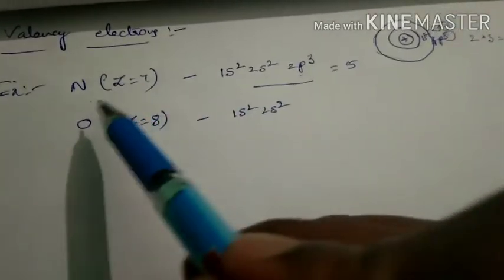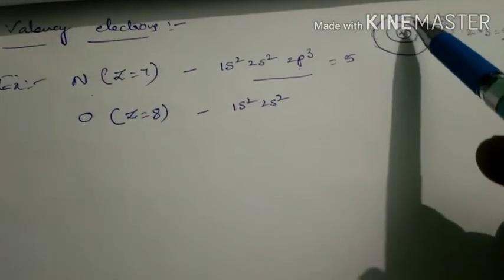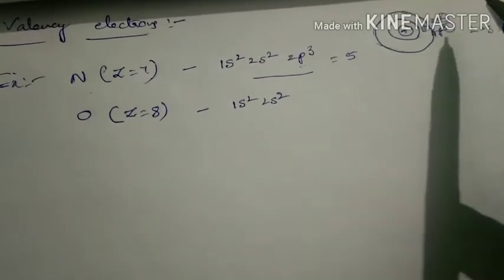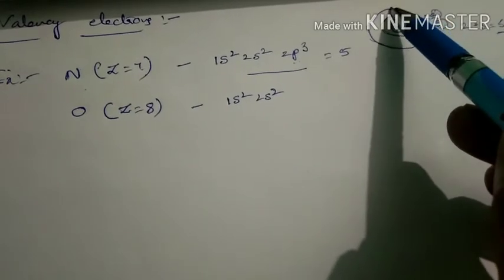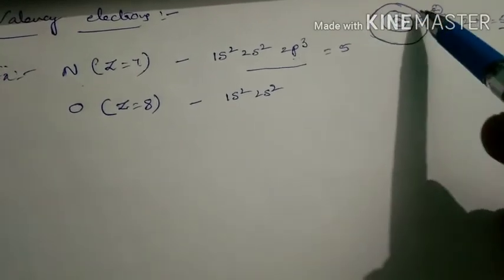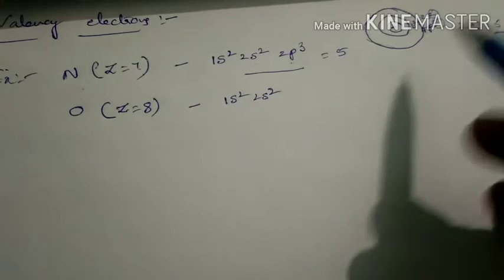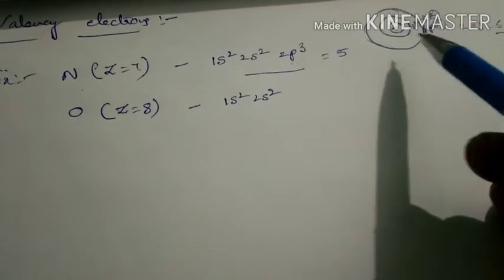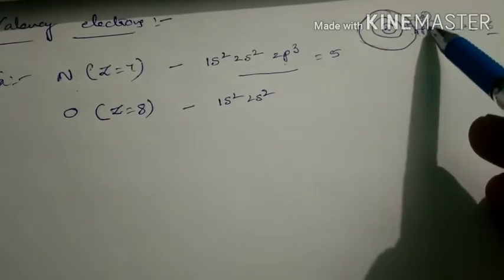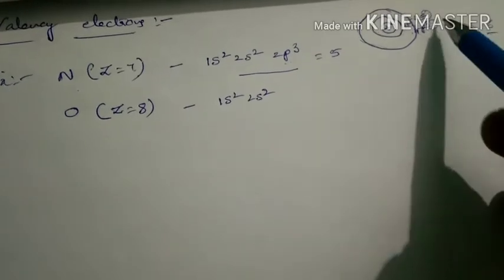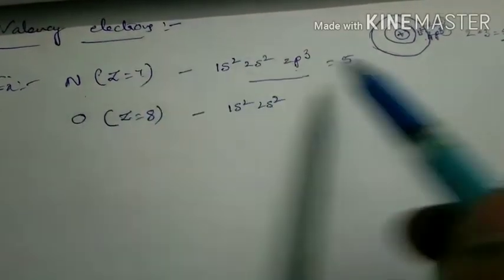That means this nitrogen atom has only two shells. This is the first shell, this is the second shell. It does not have more than two shells. So this second shell is considered the outermost orbit for nitrogen. Outermost orbit means last orbit. Now the last orbit contains how many electrons? 2 plus 3, how many? 5 electrons. So the number of valency electrons in nitrogen is 5. That's all.